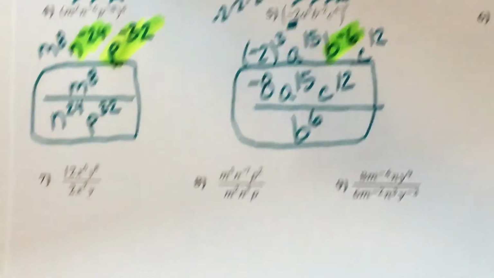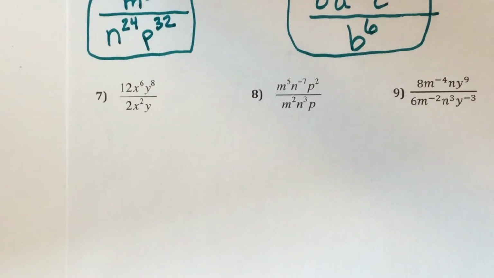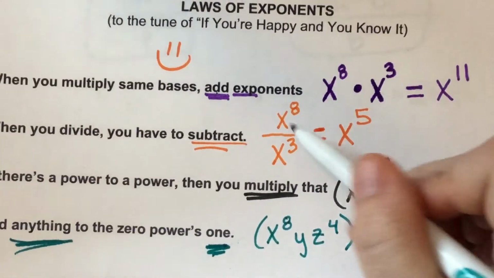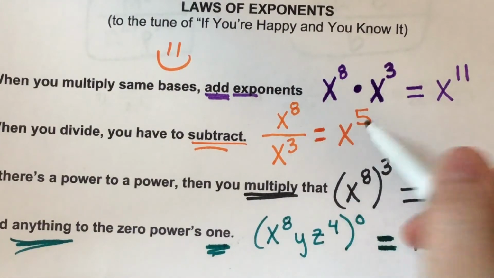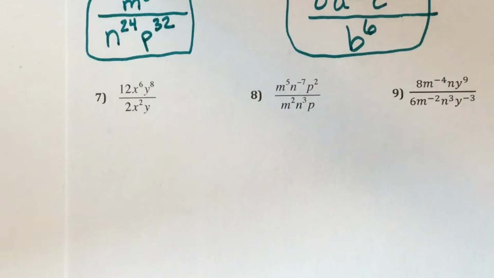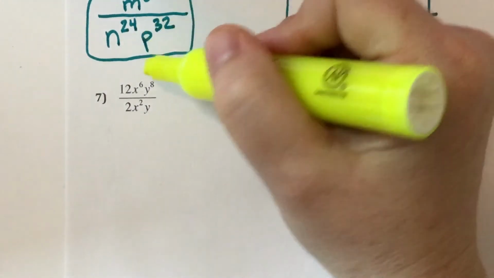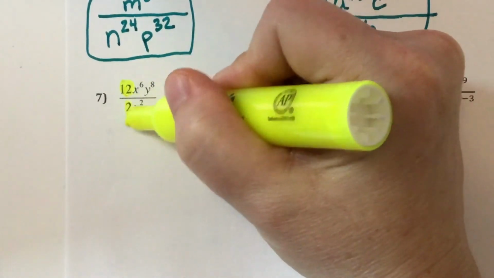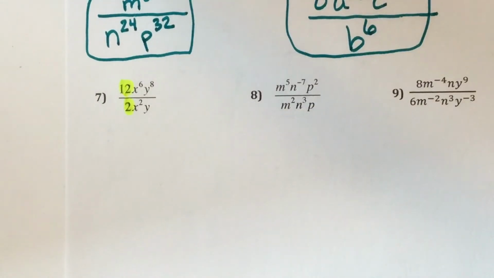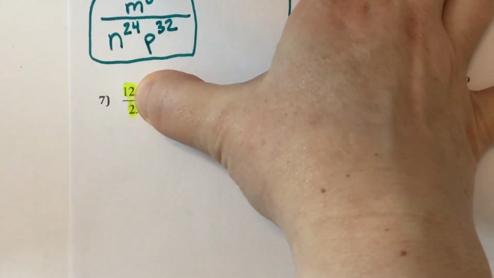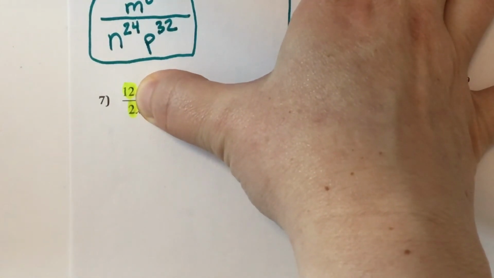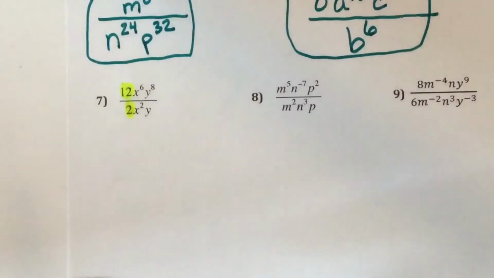Okay, the next 3, these all have division. So what are we going to do with the exponents? Subtract. When you divide, you have to subtract. Okay, so now I'm subtracting exponents. All right, so first, if you see regular numbers, don't subtract those because those aren't exponents. That song is about exponents, not about regular numbers. These are just 2 regular numbers with the division bar. And 12 divided by 2 is 6.